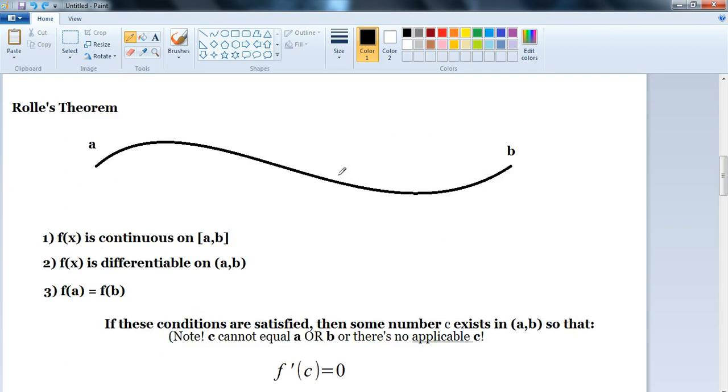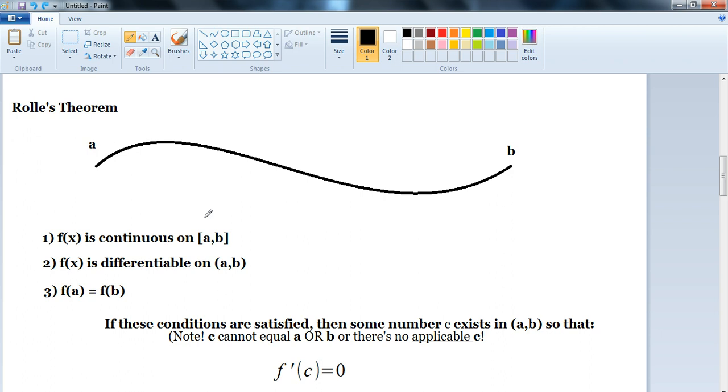So Rolle's theorem is basically a special case of the mean value theorem. It uses these two rather familiar conditions and adds a third, such that f of a must equal f of b. And it says that if these conditions are satisfied, then some number c exists in (a, b) exclusive such that f prime of c is equal to 0. And the same warning also applies.